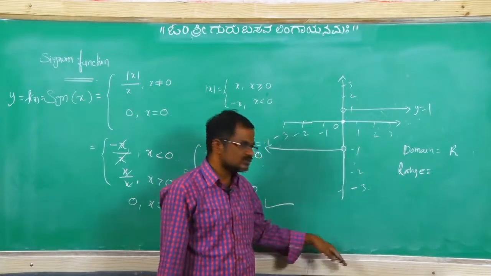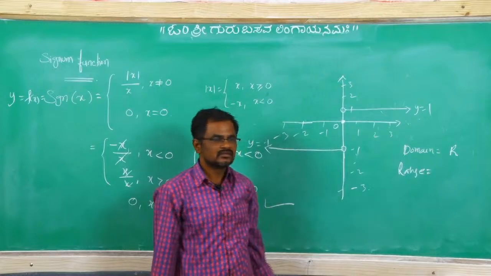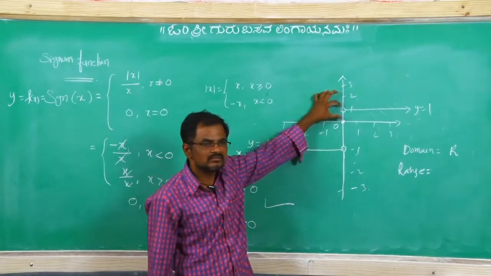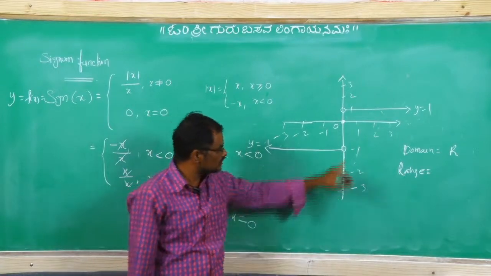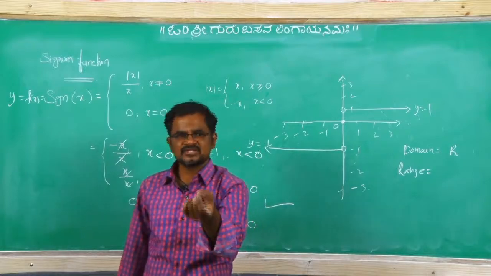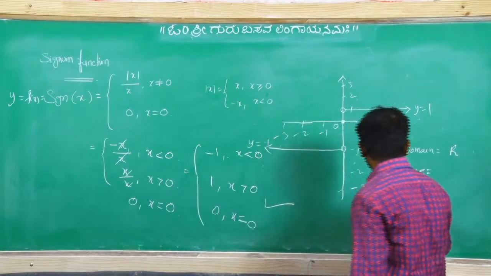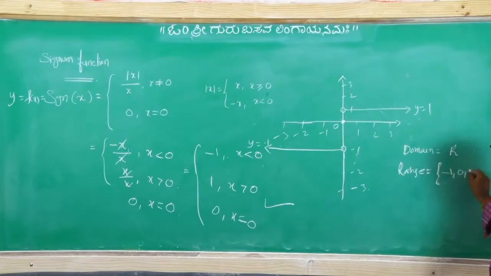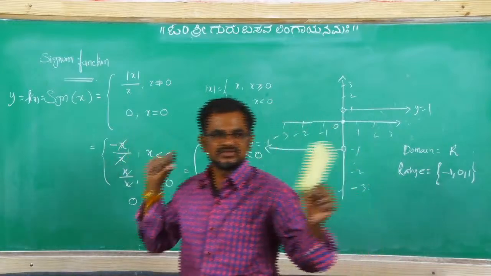Is there a value here? No. Here? Is there a value here? No. Here also not there. Only 3 values we are getting. Any real number you take, only 3 points. What are they? 3 values: 0, minus 1 and 1 only. So that's why the range, in set form, is minus 1, 0, 1. Only 3 independent values.